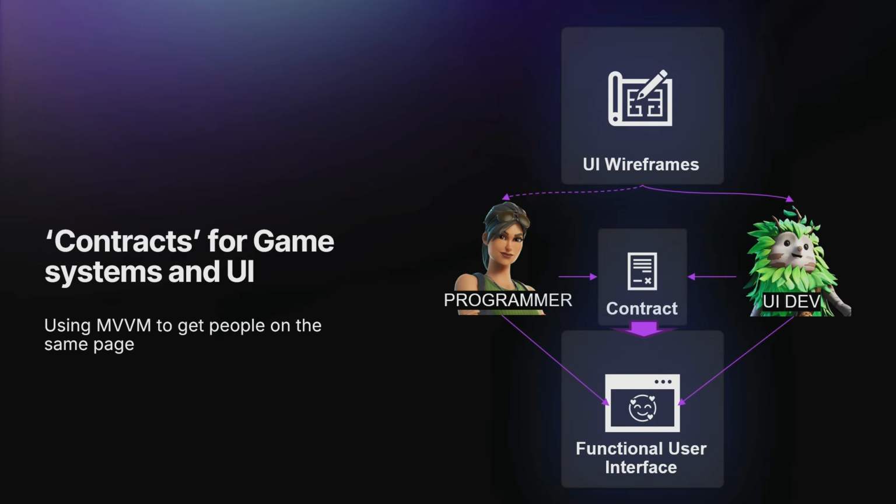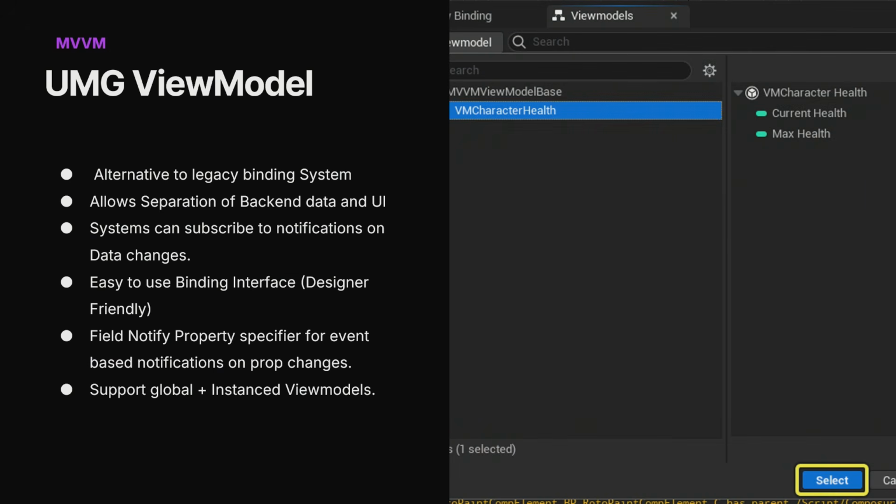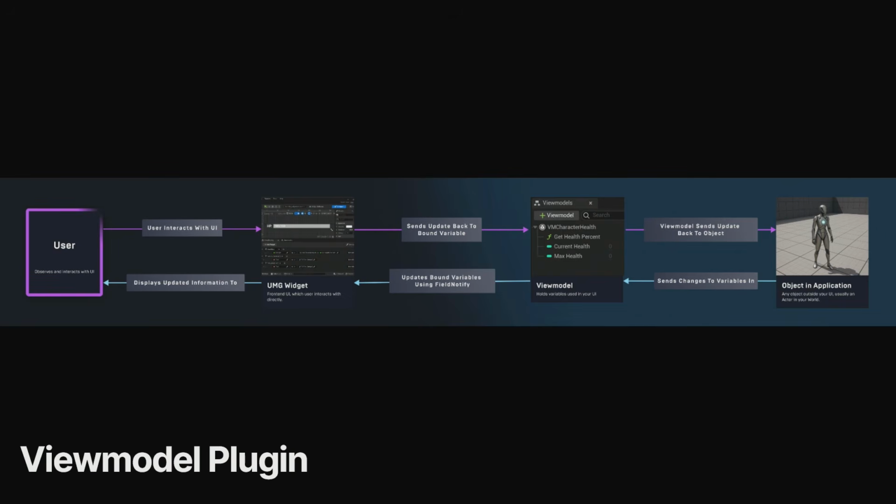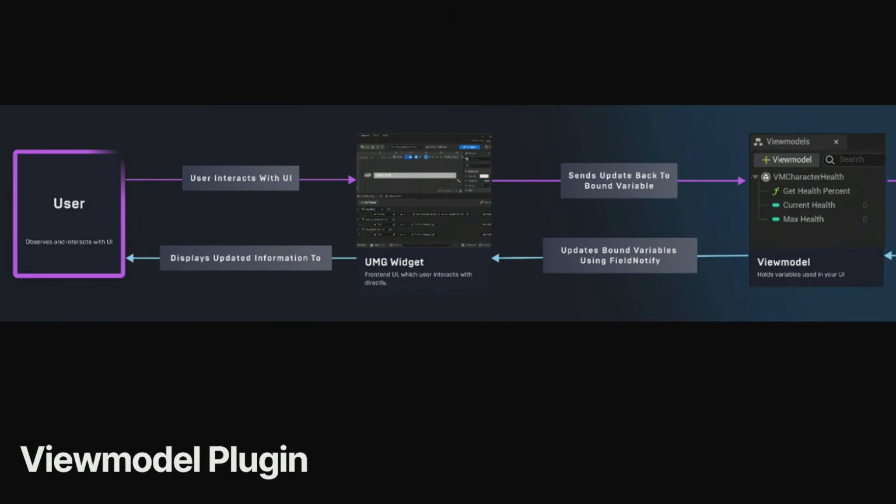This style of working with UI has been around for a long time and is often called MVVM, or Model View View Model. It's really about allowing parallel development to take place by decoupling front end and back end. And even though it's a philosophy, Unreal Engine has built tooling around this to make it a really fantastic process. We call it the UMG View Model plugin. This is the basic flow of how it works.